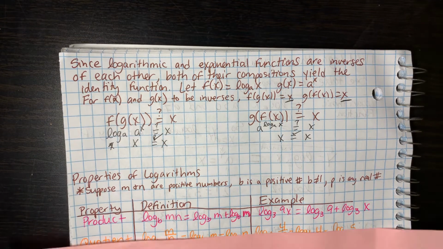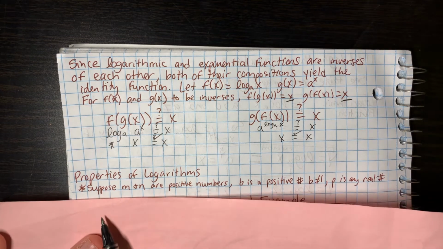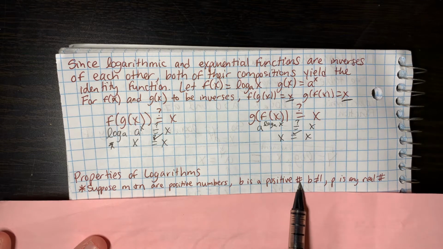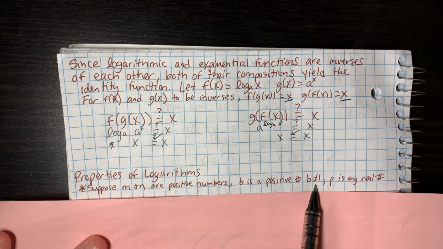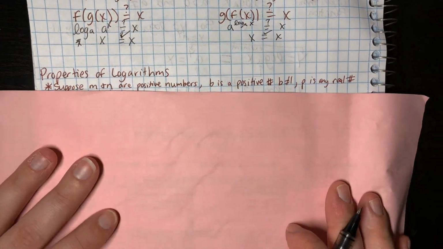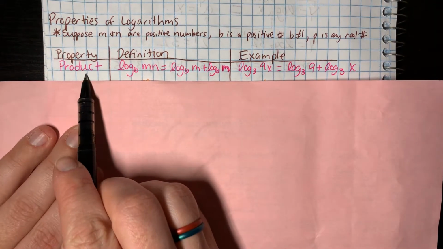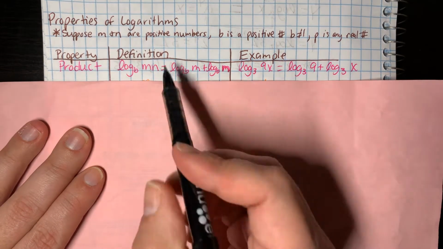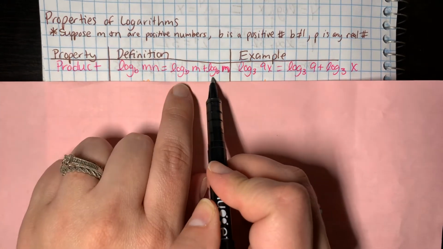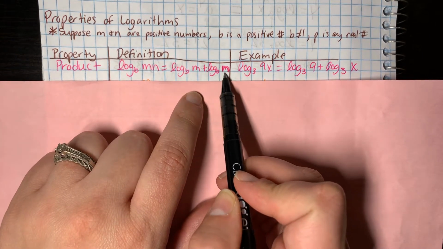So that brings us to our properties of logarithms. On these properties, we're going to assume a couple things. M and N are positive numbers. B is a positive number, and B cannot be 1. P can be any real number. First property is the product property. What it says is if two numbers are multiplied together inside of the logarithm, it's the same as pulling them out and adding them together. So log base b of m plus log base b of n.